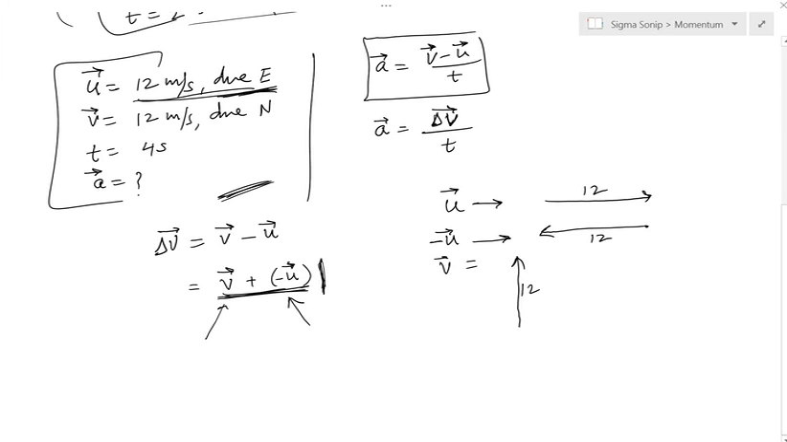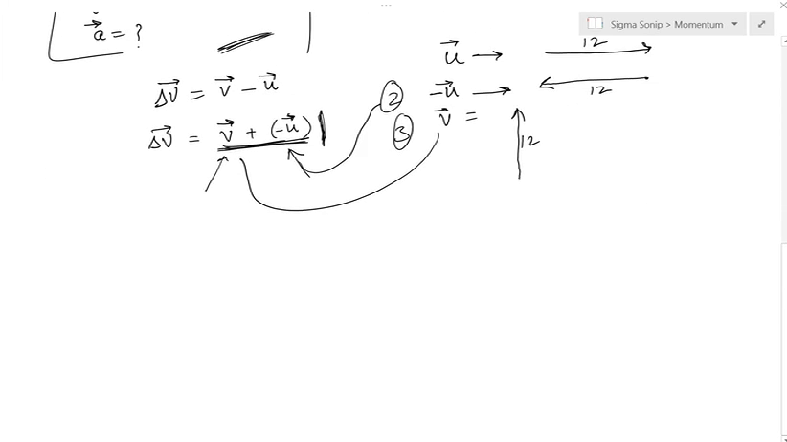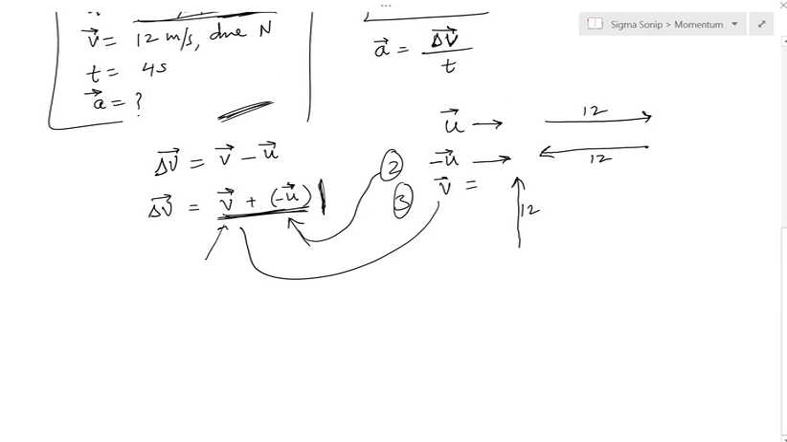So to find delta v here, I need to add vector number 2 and vector number 3. Vector number 3 is this and vector number 2 is that. So I just need to add these two vectors, and addition we are familiar with. I need to draw them, and then draw the final vector, the resultant vector. So I will draw the horizontal one first. This is my 12, this is my minus u starting from here, and then I draw my vertical one.